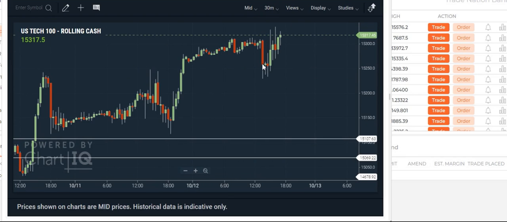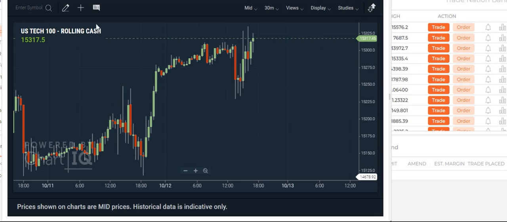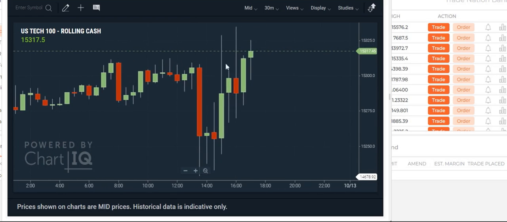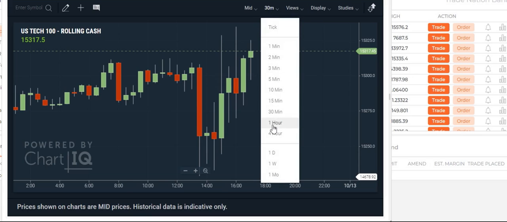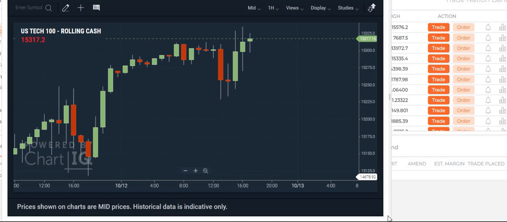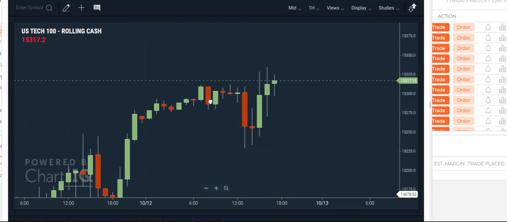So with that being said, let us go through US Tech 100. This is the Nasdaq directly, and we can see here on the 30 minutes it looks like it wants to push to the top, but it's very weak. So let's first go to the hourly, and I want you to do this whenever you open your chart. This is rolling cash.